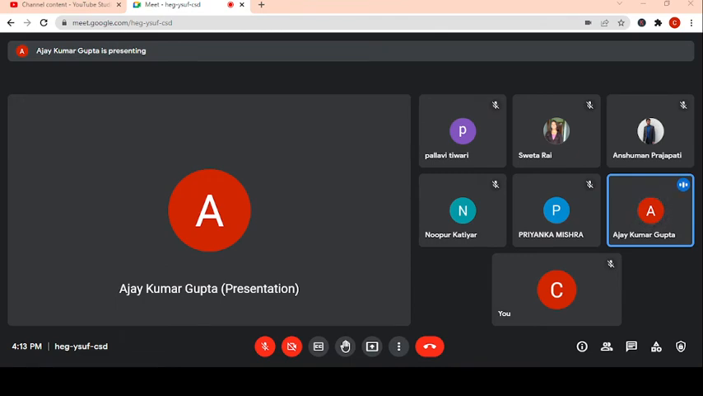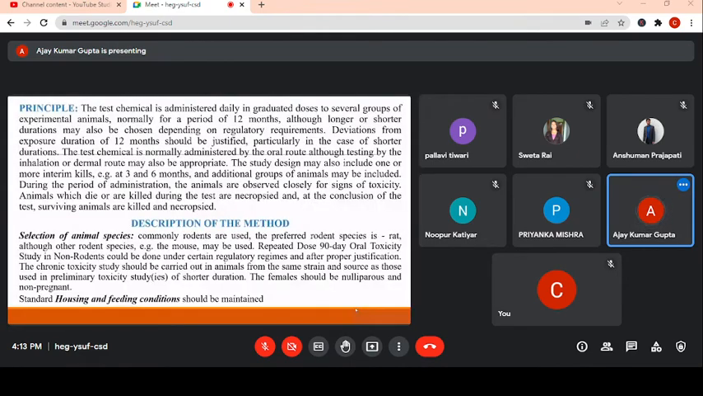The study design may also include one or more interim kills. For example, at 3 and 6 month intervals, an additional group of animals may be included. During the period of administration, the animals are observed closely for signs of toxicity. Animals which die or are killed during the test are necropsied, and at the conclusion of the test, surviving animals are killed and necropsied. This is the principle. Now let us describe the method.